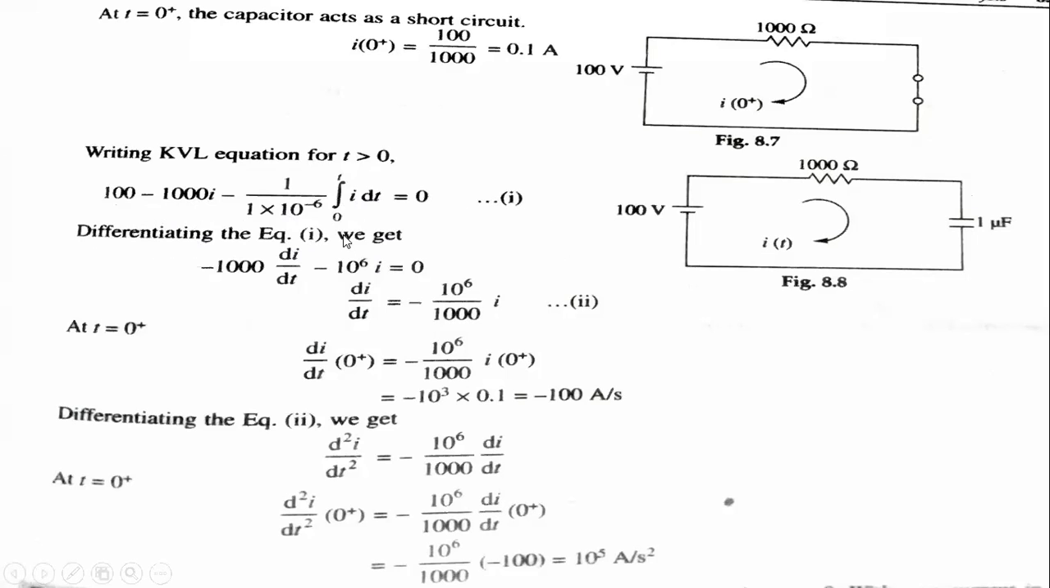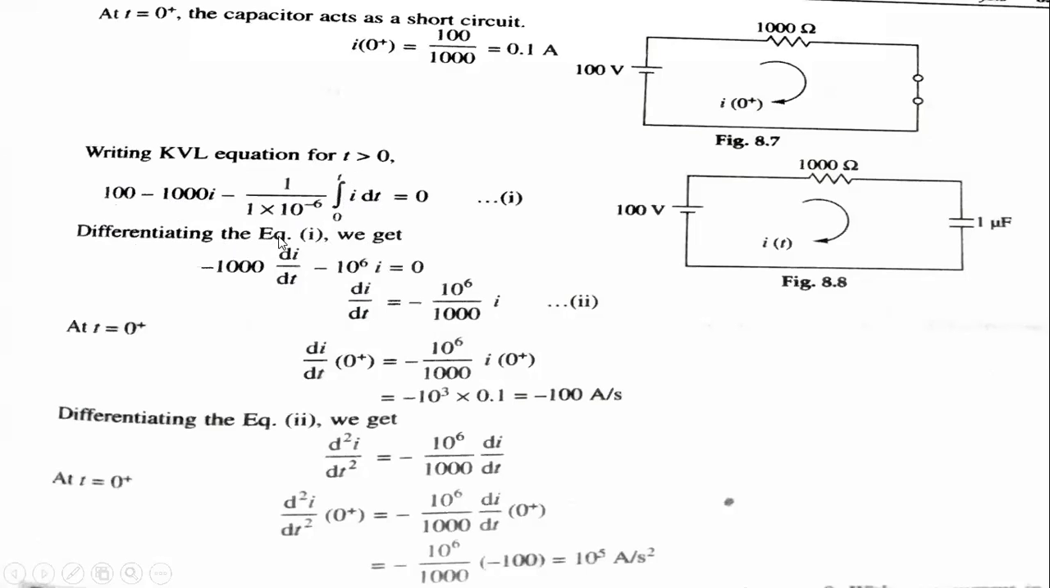Differentiating equation number 1, this 100 will become 0. So minus 1000 times di by dt, minus 10 raised to the power 6 of i, from the integral form.